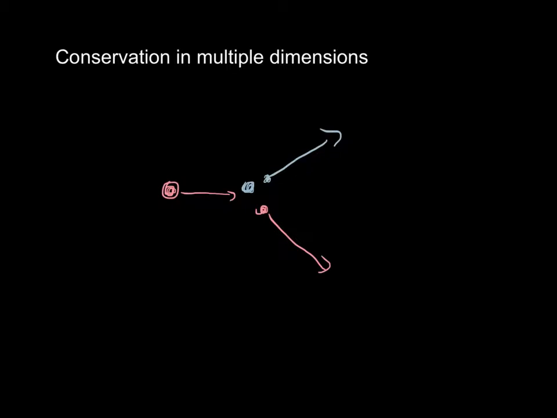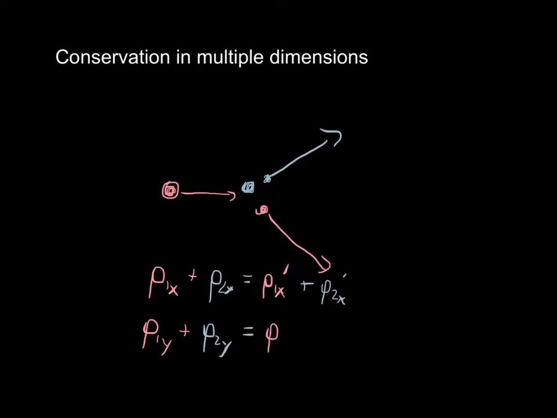So what we can say in our setup is that momentum of object 1 in the x direction plus momentum of object 2 in the x direction before the collision is equal to momentum of object 1 in the x direction after plus momentum of object 2 in the x direction after the collision. And then we'd also set it up for the y direction, momentum of object 1 in the y plus momentum of object 2 in the y direction is equal to momentum of object 1 in the y direction prime plus momentum of object 2 in the y direction prime.